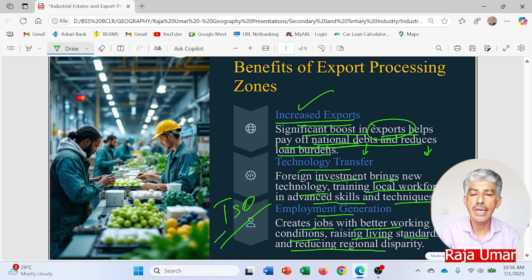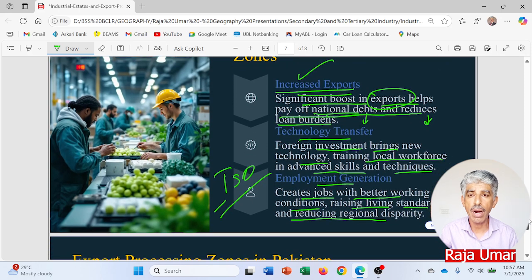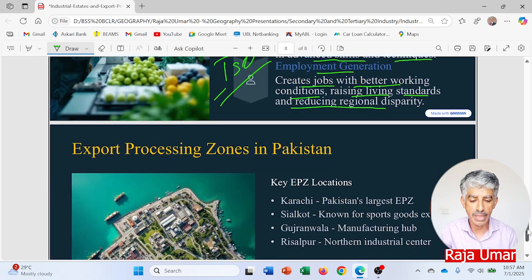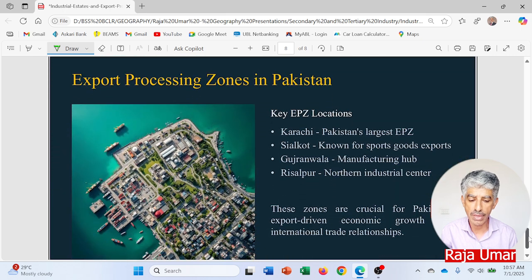And it is a must that for those who are working in the export processing zones, there should be schools and hospitals for the kids of those workers, and health facilities for their families. There should be some recreational facilities as well. Parks and other amusements should be there, so that they have a good life over there.